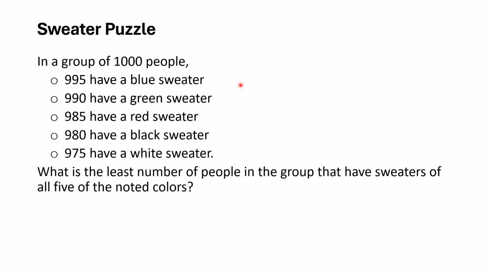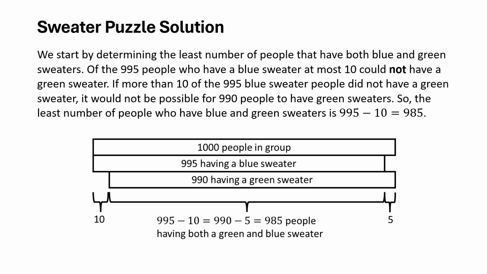So let's compute that, and if you want to try it yourself, you can pause here. Otherwise, I'm going to give you the answer on the next couple of slides. We can break the solution of this puzzle into pieces. Let's do it first by just comparing the blue and green. Let's say those are the only 2 sweaters we had. And we can draw a chart here. So we have 1,000 people, and then if 995 have a blue sweater, we can draw it in here, and then 990 have a green sweater.